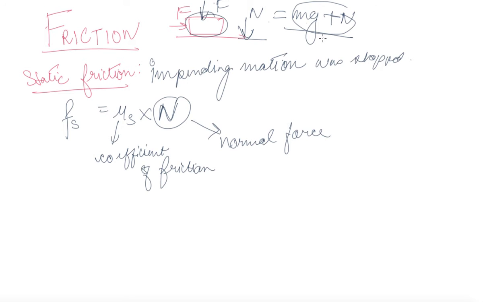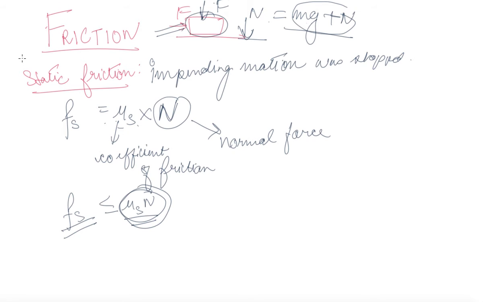Now in order for the body to move, the applied force should be greater than mu s into N. That is, the applied force should be greater than this. Now the maximum value of static friction can be over here. If this particular force crosses this value, then the motion starts. Now this was all about static friction.